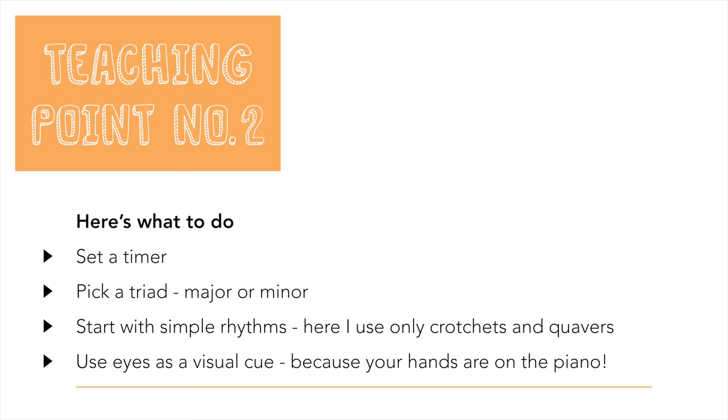So what exactly am I doing at the piano? Well, what you can do is you can pick a triad. It can be major or minor. Use the open fifth in the left hand and then take a single note from the triad in the right hand to play a rhythm. And you'll probably have noticed that what I've done with Emma in this lesson is I've just limited to crotchets and quavers.